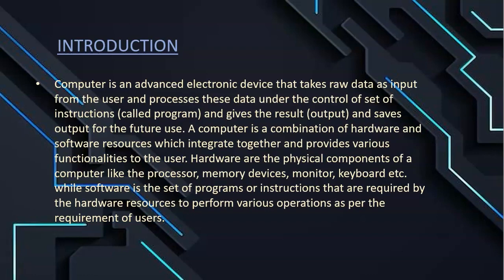Hardware is the physical components of a computer like the processor, memory, devices, monitor, and keyboard, while software is the set of programs or instructions that are required by the hardware resources to perform various operations as per the requirement of the user.